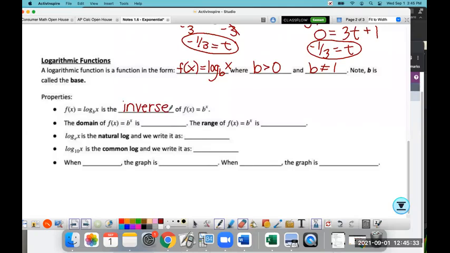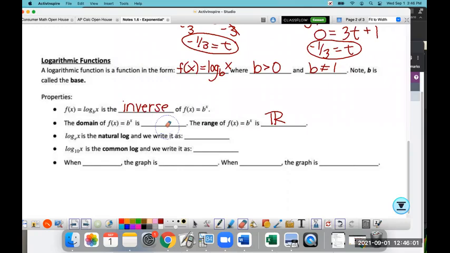Natural log and e. The domain of b to the x is greater than 0, and the range of b to the x is all real numbers. We talked about that on the front. Wait. We shouldn't be talking about b to the x, we should be talking about log.